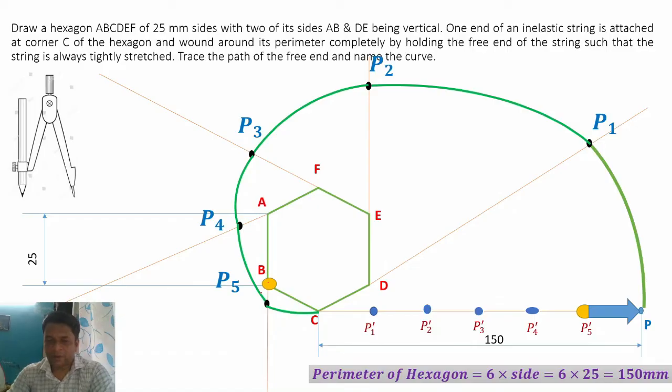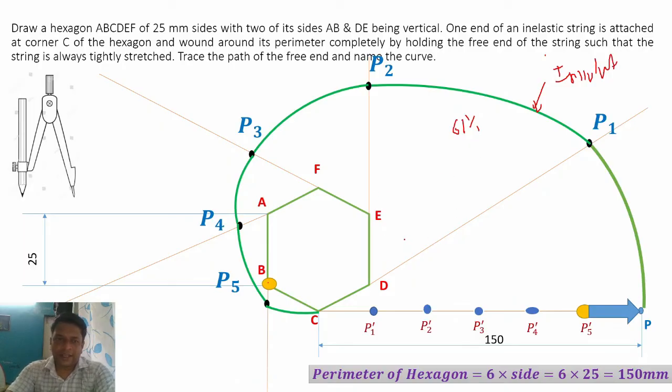If such a type of question is asked in the exam, you should feel yourself lucky because you will definitely get 6 marks easily for this curve. Now mention the name of the curve. It is an involute curve. So you will get the full marks in the final exam.